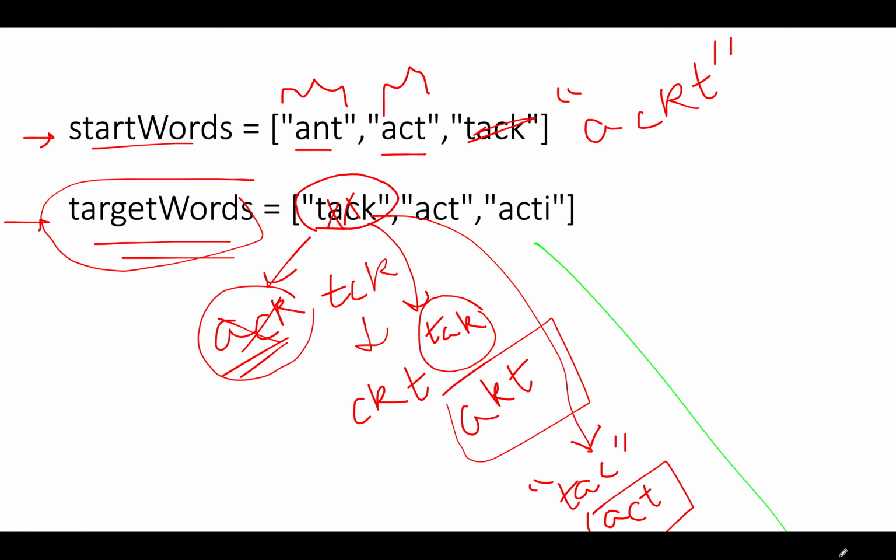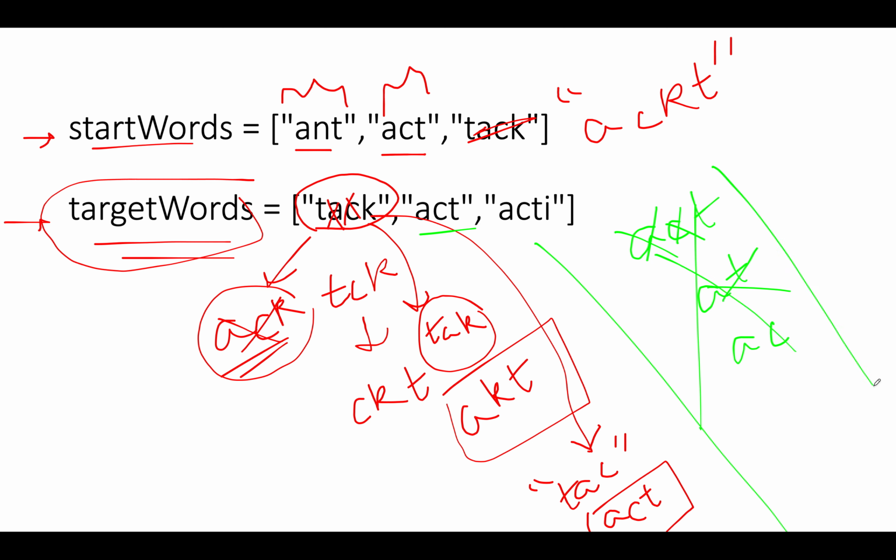The next string is ACT. Let's remove the first character A. What do we get? CT. CT is already sorted. It's not part of the start words. Skip it. Next we have AT. AT is already sorted. It's not part of the start words. Let's skip it. Next we have AC. AC is already sorted. It's not part of the start words. Let's forget it. So using ACT, no possible solution got generated.